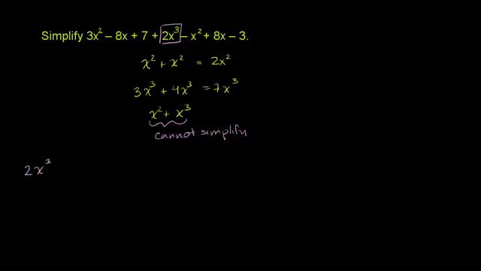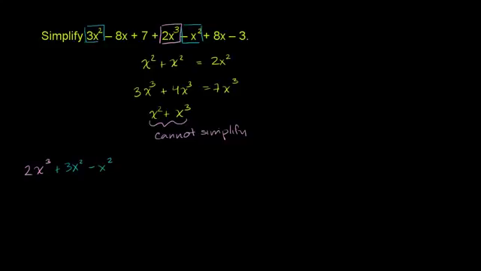And then let's look at the x squared terms. We have 3x squared over there, and then we have a negative x squared over there. So if we want to simplify it, we can add these two terms. We can add 3x squared to negative x squared. I'm just rearranging it right now, but I'm putting the like terms next to each other, so it'll be easy to simplify.